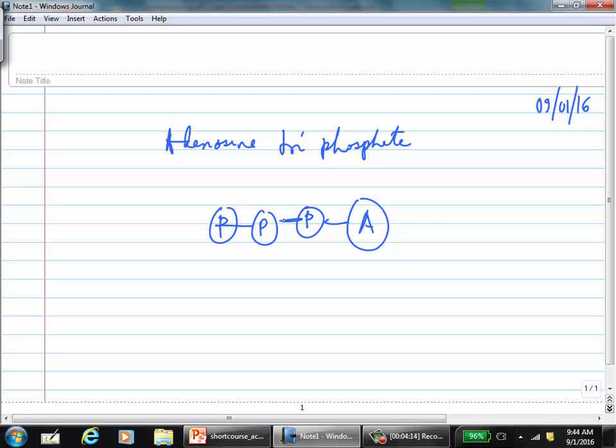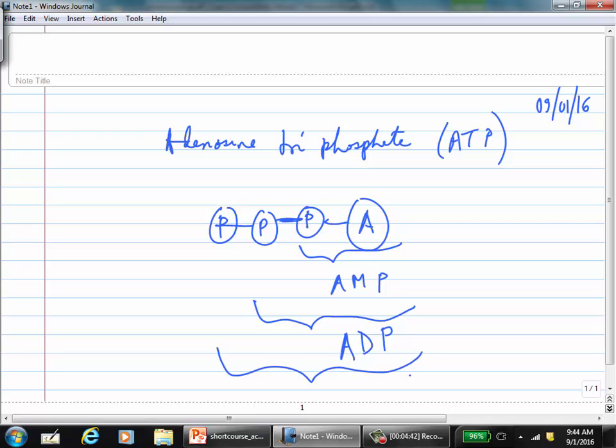Now these bonds between these individual phosphates are high energy bonds. So this is ATP. With only one phosphate in there, it's adenosine monophosphate or AMP. If you have two phosphates in there, that's adenosine diphosphate or ADP. If you have three phosphates in there, that's adenosine triphosphate or ATP.